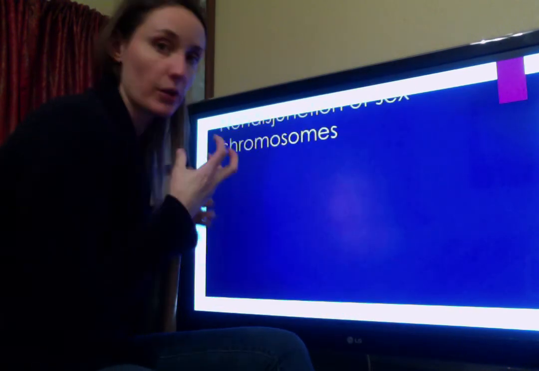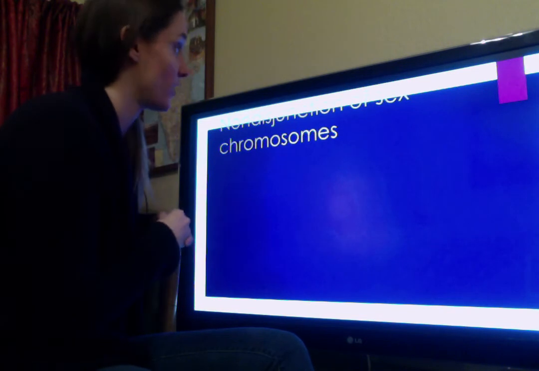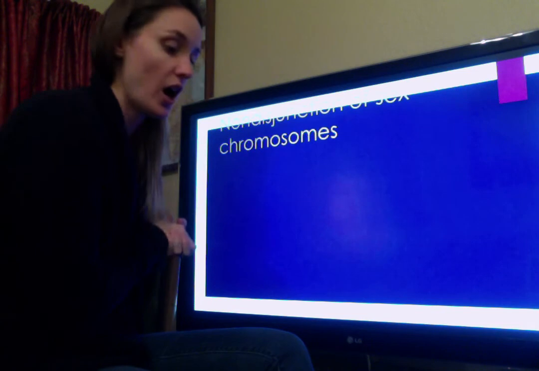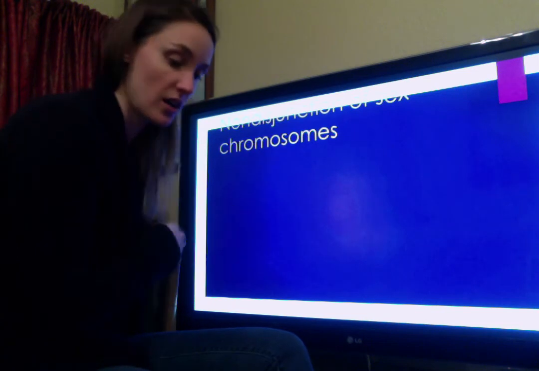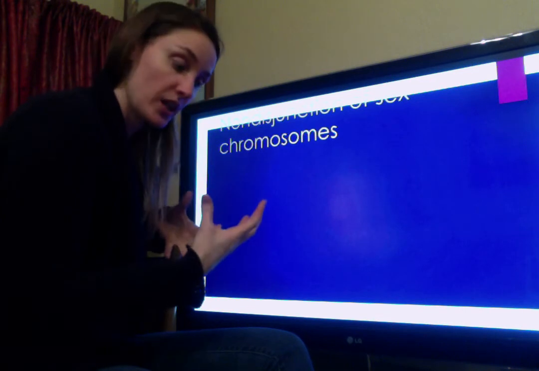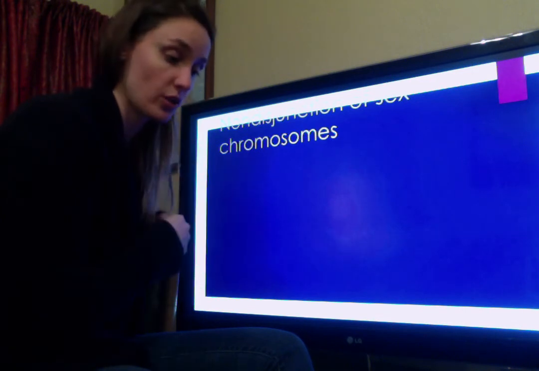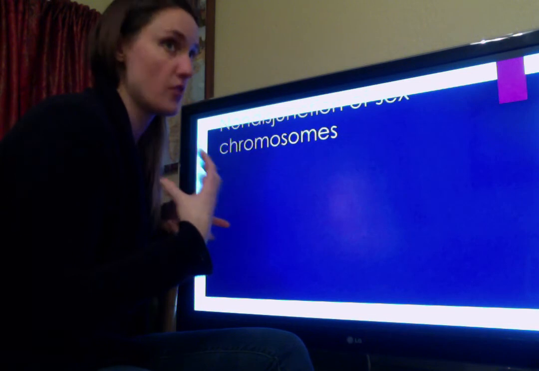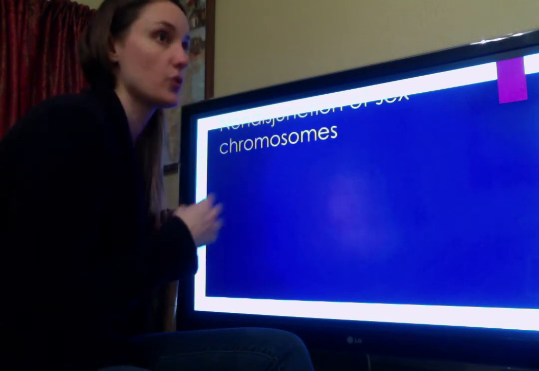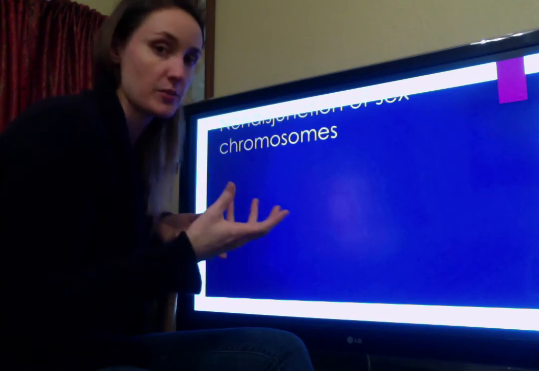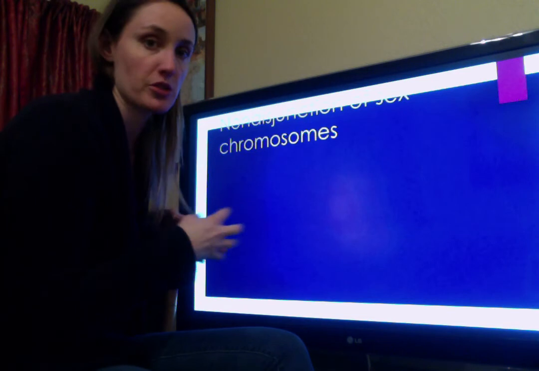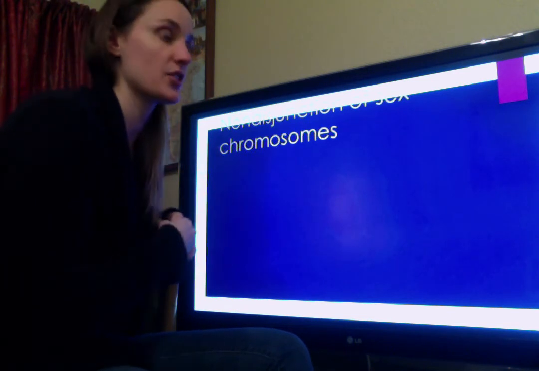So now we're going to talk about non-disjunction of chromosomes, and we're going to look at the sex chromosomes in particular, because when it comes to monosomy and autosomal chromosomes, the offspring will not survive in most cases. Now, you could have extra chromosomes like trisomy 21, which is Down syndrome. But we're going to look at the sex chromosomes because I think that's a little bit easier to understand sometimes.